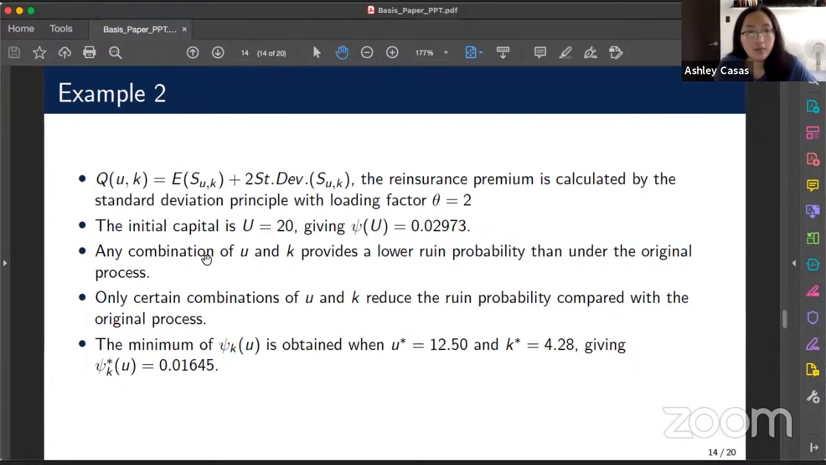So they note that any combination of UK provides a lower ruin probability than under the original process. Though only certain combinations of U and K reduce the ruin probability compared with the original process. And they find that the optimal values of U and K are 12.50 and 4.25, giving a minimum ruin probability of 0.01645.